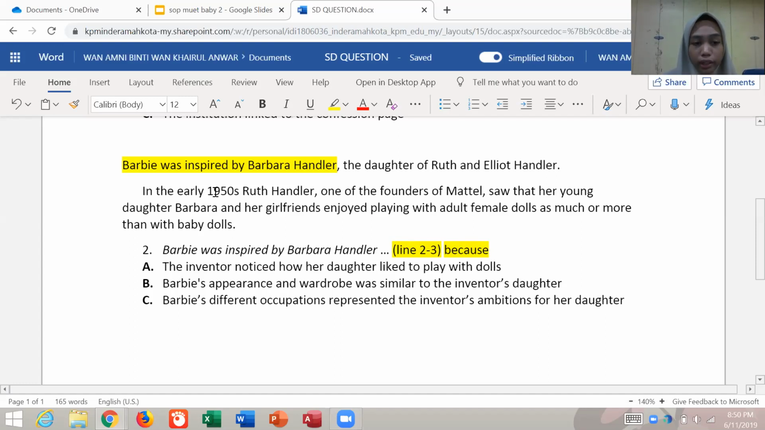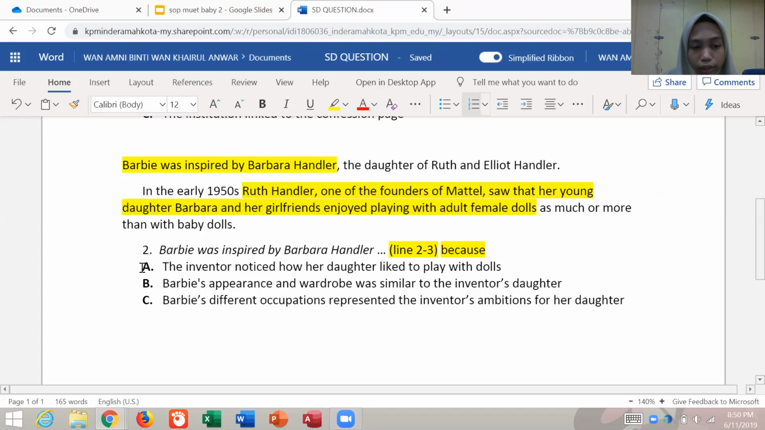So we look at the next sentences, which is, in the early 1950s, Ruth Handler, one of the founders of Mattel, saw that her young daughter Barbara and her girlfriends enjoyed playing with adult female dolls as much or more than with baby dolls. So we highlight the next sentence, which is, Ruth Handler, one of the founders of Mattel, saw that her young daughter Barbara and her girlfriends enjoyed playing with adult female dolls.